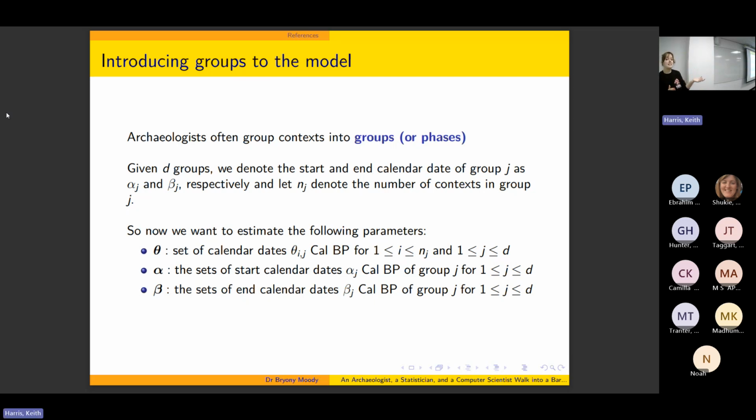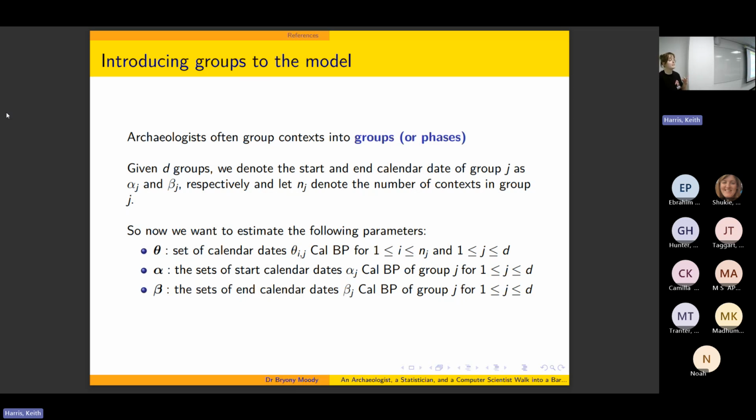So now we've got 3 sets of parameters that we want to estimate. We want to estimate our thetas. That's our set of true calendar ages for all the samples we've got on the site. We've then got all of our alphas. That's the start of all of our individual groups or phases. It's used interchangeably. And then beta is the set of all the end calendar dates of all those phases. And the goal is to get these as accurate as we possibly can.